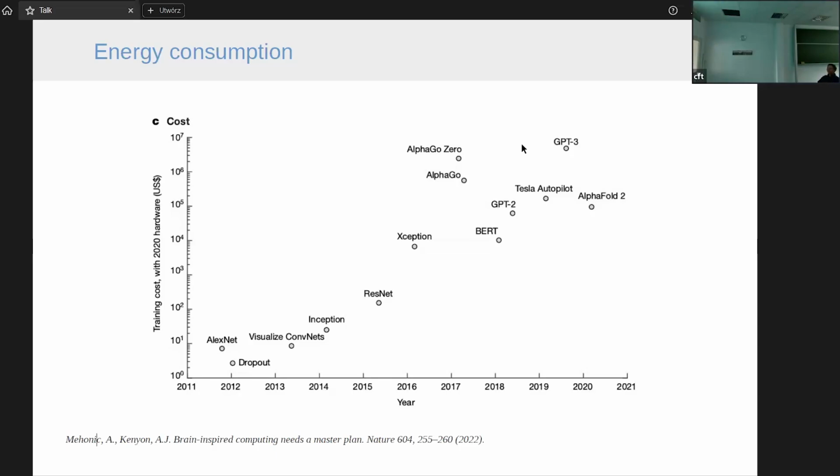I think it will flatten because there's a limited amount of electricity that the Earth can provide. It's easier to produce dollars than electricity. Yeah. So then we need to pay for electricity. Yes.